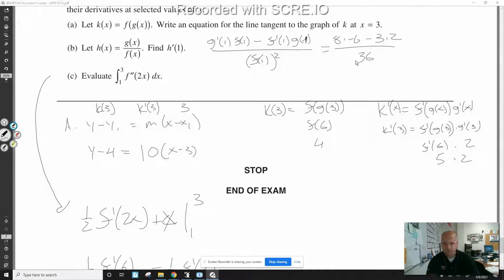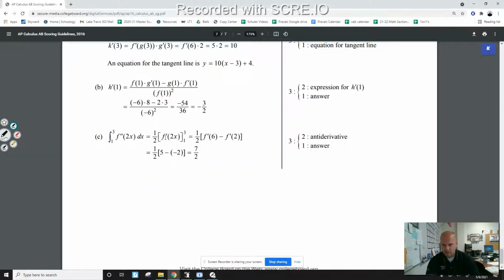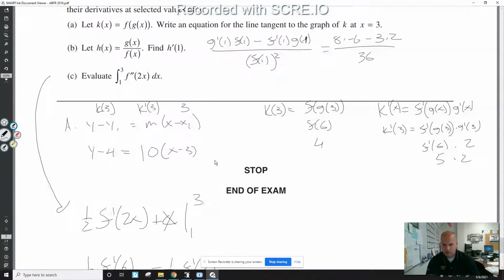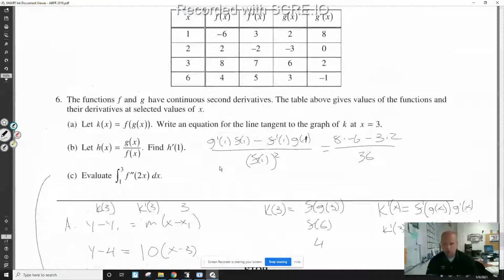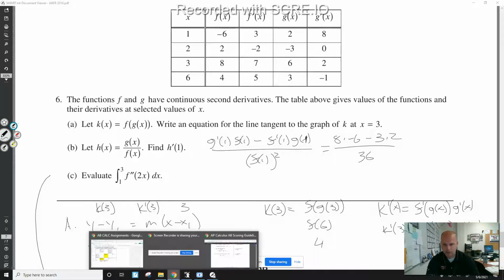3 points. Expression for the derivative is 2 points. The antiderivative is 2 points. 1/2 f prime of 2x. 7/2. 3 points, 3 points, 3 points. That's not bad. All right. Let's go to the next problem.